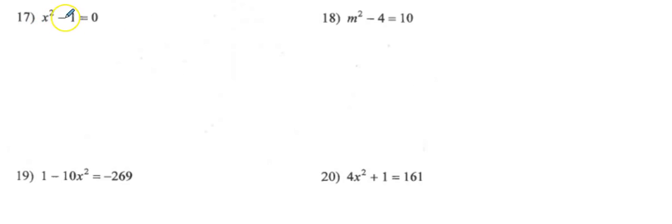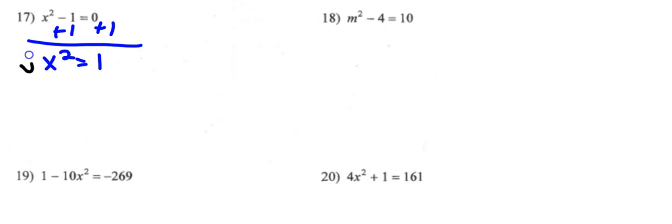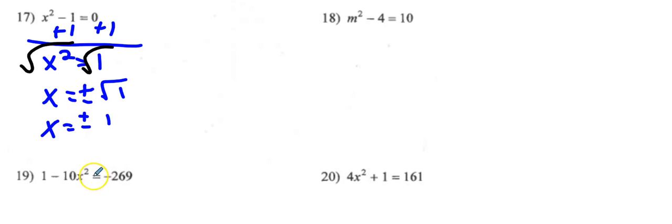All right, 17. Before we can take this root, we want to move that negative over. So let's add 1 to both sides. Keep it simple. x squared equals 1. Now we can take square roots. When we do, as we said above, the square root of x squared is just x, plus or minus root 1. Square root of 1 is just 1, so this is x equals plus or minus 1. So our answers are x equals 1, x equals negative 1.